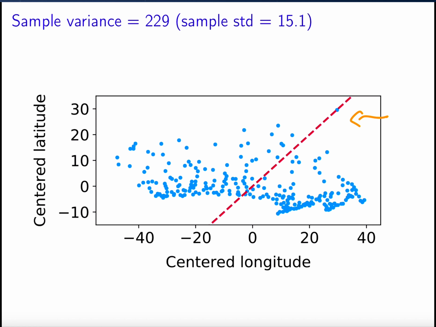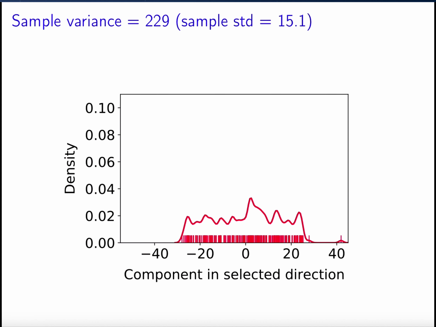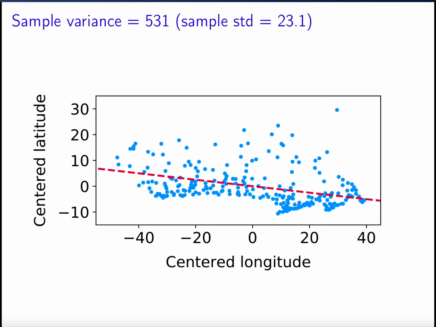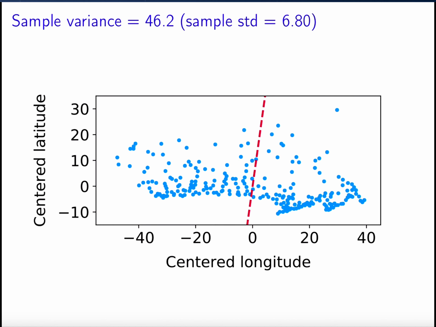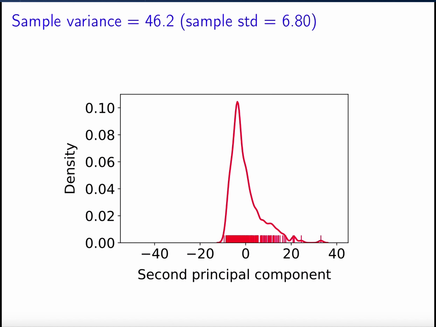Okay, so the sample variance that we had in this direction that we had decided upon, which was basically southwest to northeast, was 229. And that was the sample variance of all of these points that were computed by taking the inner products with a unit norm vector in that direction. It's only 229. If you take the sample variance of the first principal component, it's 531, so much larger. And if you take the sample variance of the second principal component, it's much smaller, just 46.2. It's very, very concentrated. That's the direction of minimum sample variance.